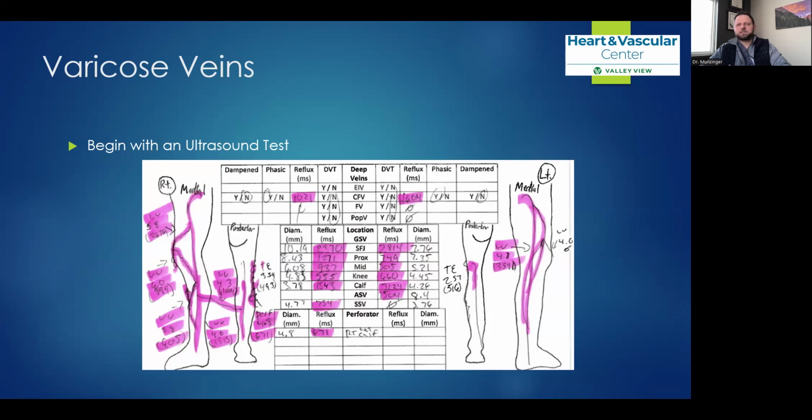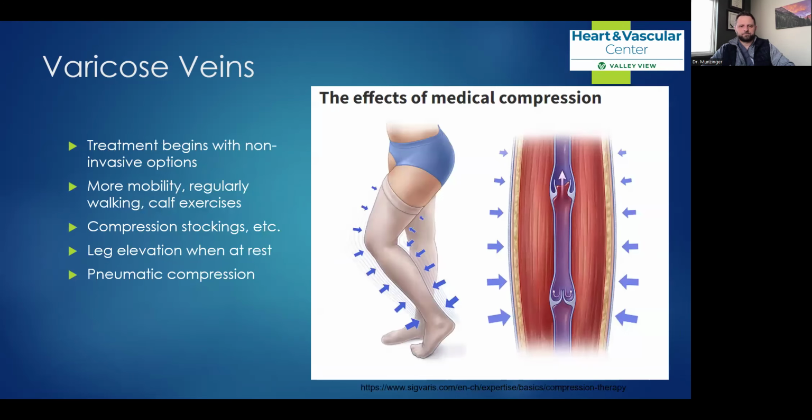We have some excellent vascular techs here at Valley View Hospital who do an exceptionally good job at evaluating the veins of the legs. And this is a typical illustration that they provide me, in which they have mapped out the veins of the lower extremities. They've described the diameter or the size of the vein. They've looked for backwards flow in the vein. And this allows us to develop a treatment plan for a given patient.